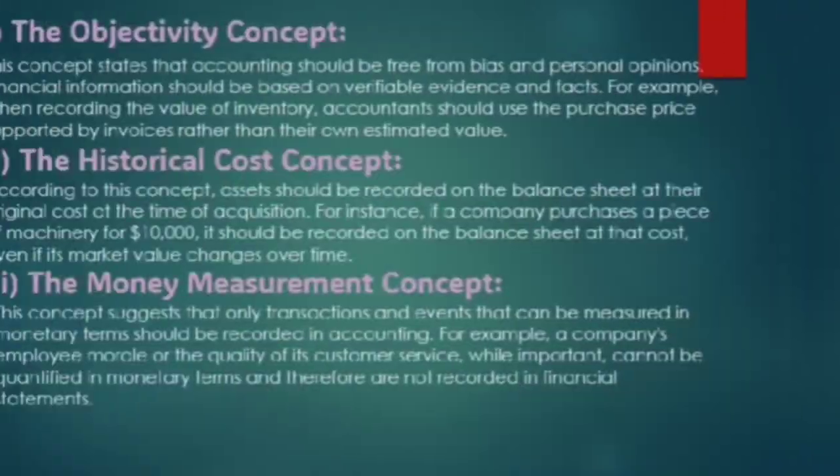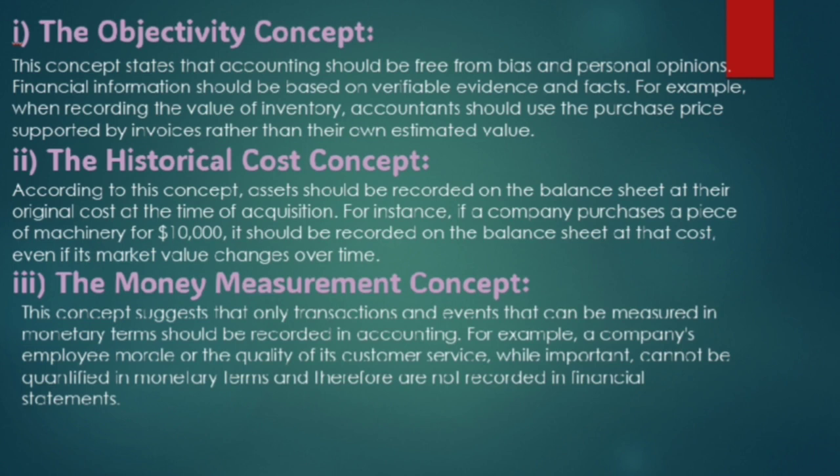There are 5 types of accounting concept. First, the objectivity concept. The concept states that accounting should be free from bias and personal opinions. Financial information should be based on verifiable evidence and facts. For example, when recording the value of inventory, accountants should use the purchase price supported by invoices rather than their own estimated value.